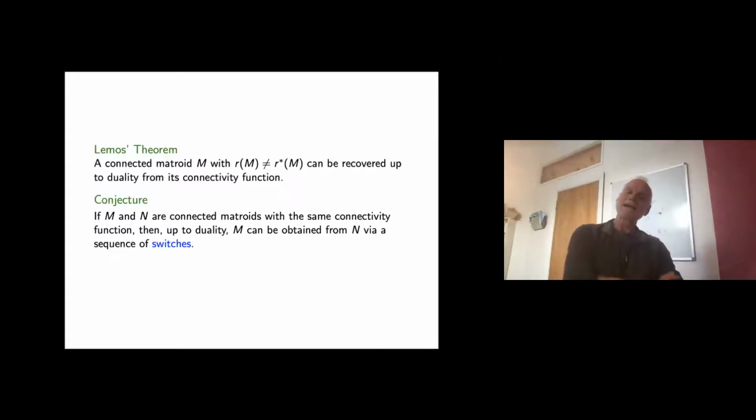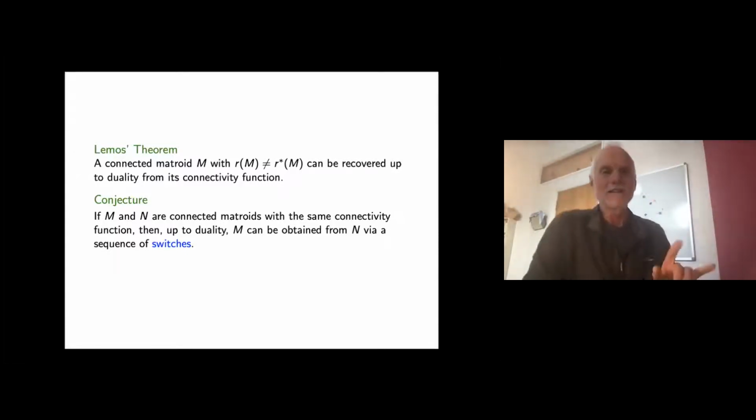then I think it's essentially equivalent to a conjecture of Manuel Lemos's. Some time ago, I conjectured that if you give me two matroids with the same connectivity function, then up to duality, you can get one from the other by a sequence of such switches. If it were true, it'd be lovely to prove. But it seems to be a difficult problem. So okay, back on track.